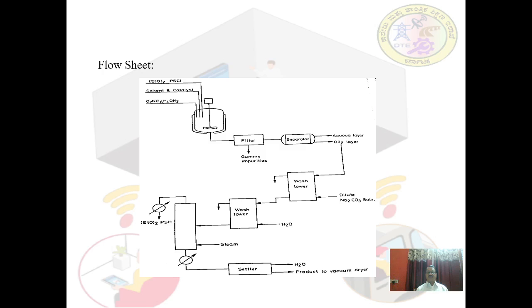The products are then filtered, then separated, that is, the aqueous layer is separated in the separator, and the oily layer is taken and washed in a tower with dilute sodium carbonate or soda ash, then washed with water, then subjected to distillation. The bottom product obtained in the distillation is settled and the product is taken out and dried.